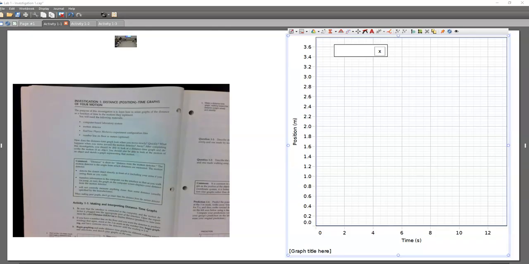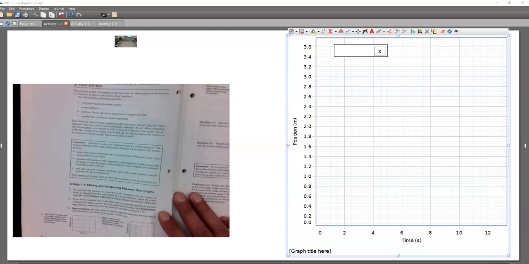Now, to make life a little bit easier, this is my 0 mark. This tape right here is 0. This tape right here is about 2 meters away from the motion sensor. And this tape right here is about 4 meters from the motion sensor. So that shows you the range of motion that we're going to be working with. Okay, so what are we going to do? Let's go ahead and start the activities.